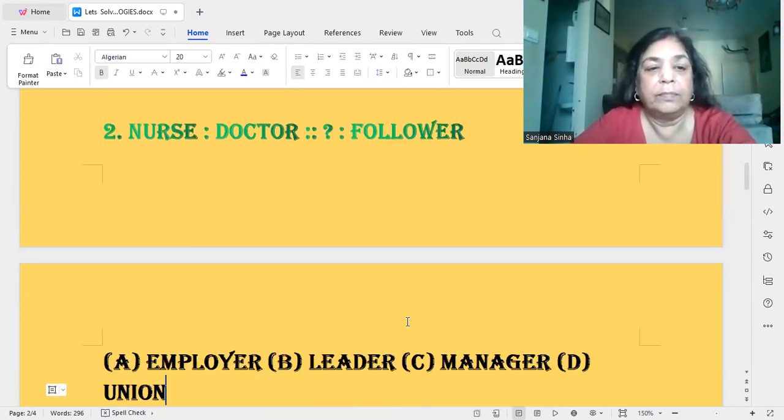The second one. The word pair is nurse, doctor. Now you have to infer and think about the status of the nurse and the doctor, and the follower. The doctor is in the higher position, authority, and the nurse follows him.